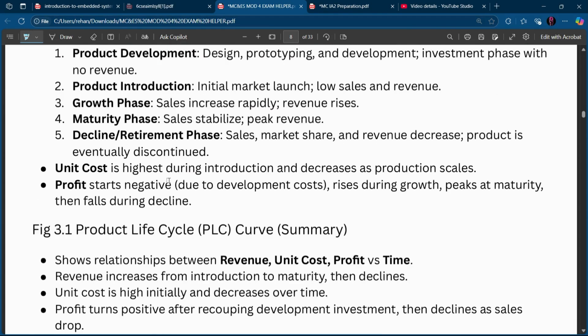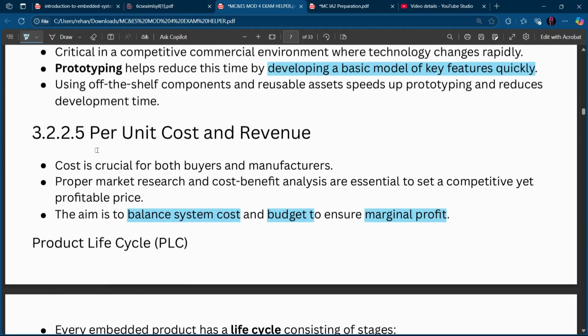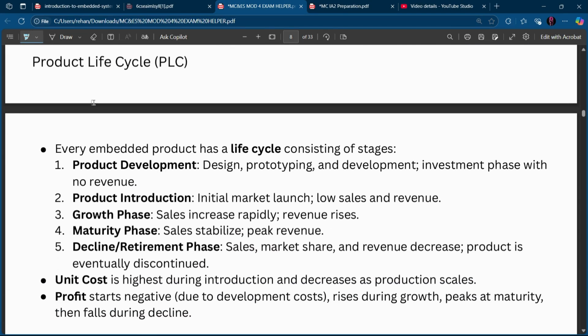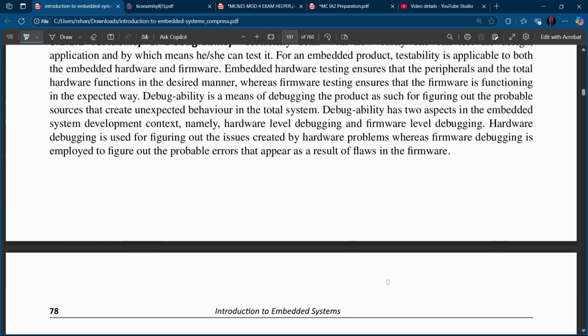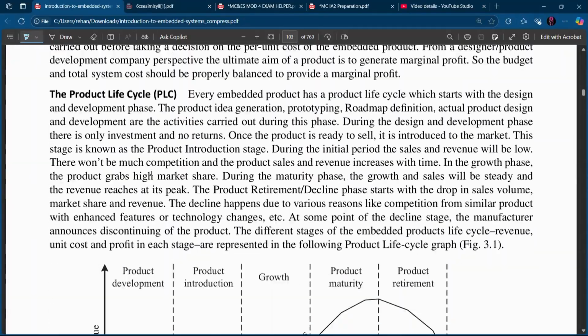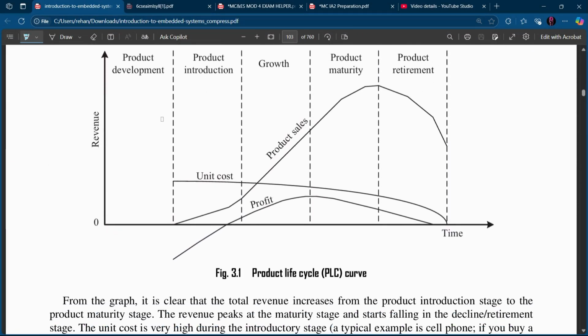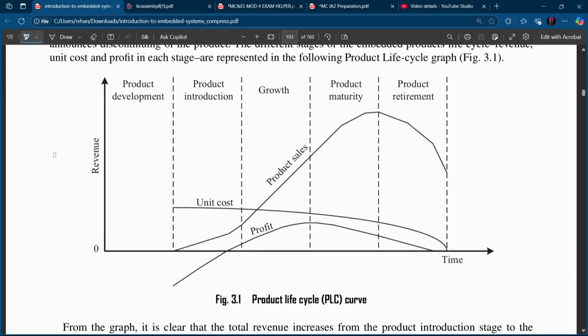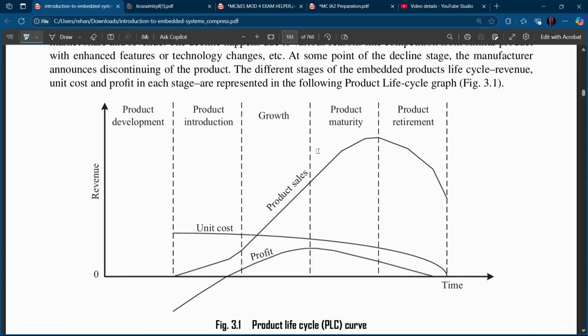Okay, so this should be the last. It's not included inside this, but you have to know it, as they might separately ask about this. For better understanding, you can see the textbook part. It has five sections: product development, introduction, growth, maturity, and retirement. Everything is about the product based on revenue and time. They might ask about this particular PLC, or about the complete non-operational quality attributes.